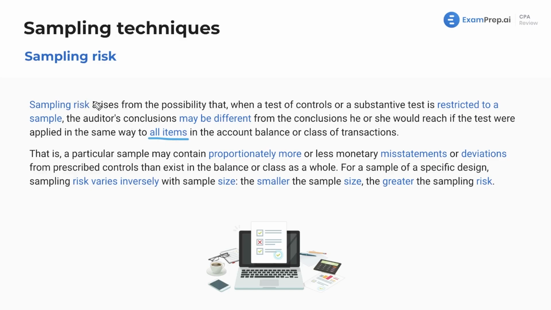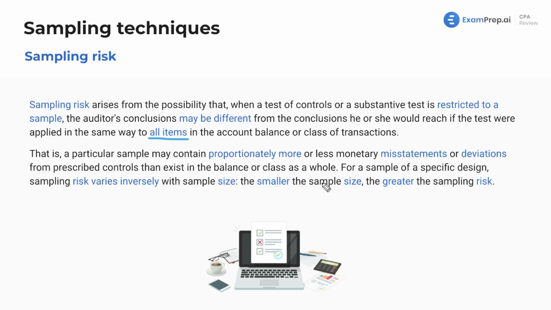That's sampling risk. We're just running through definitions, running through these concepts of sampling risk, allowance for sampling risk, all of these definitions. That is, a particular sample may contain proportionally more or less monetary misstatements or deviations than the population. So for a sample of a specific design, sampling risk varies inversely with sample size.